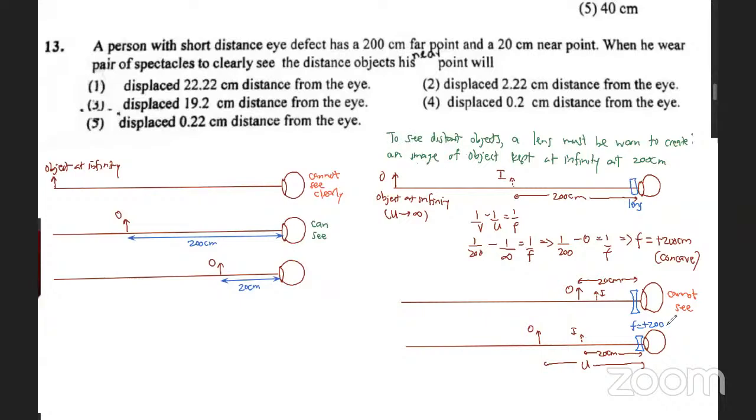Now people who have done theory under me, I have explained all these things, A to Z, exactly the same thing. Maybe I might have explained with 25 and 200 or something like that. Only the numbers are changed.